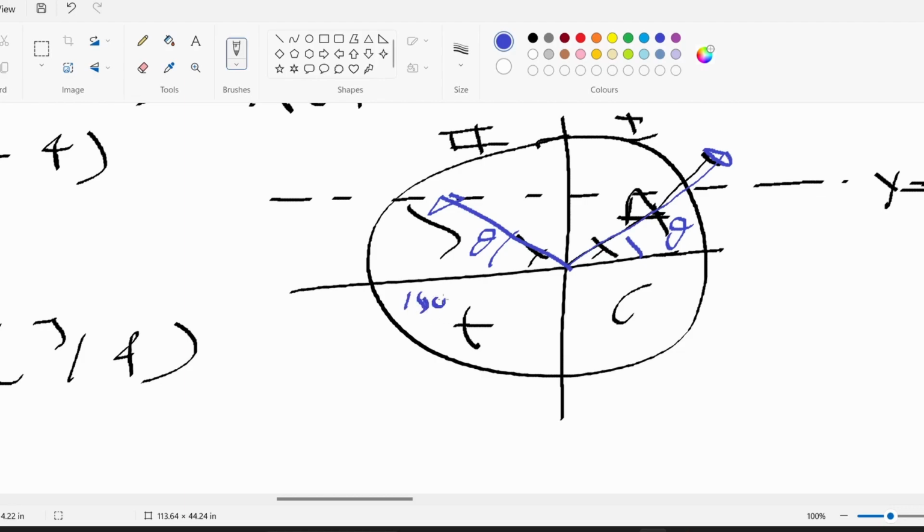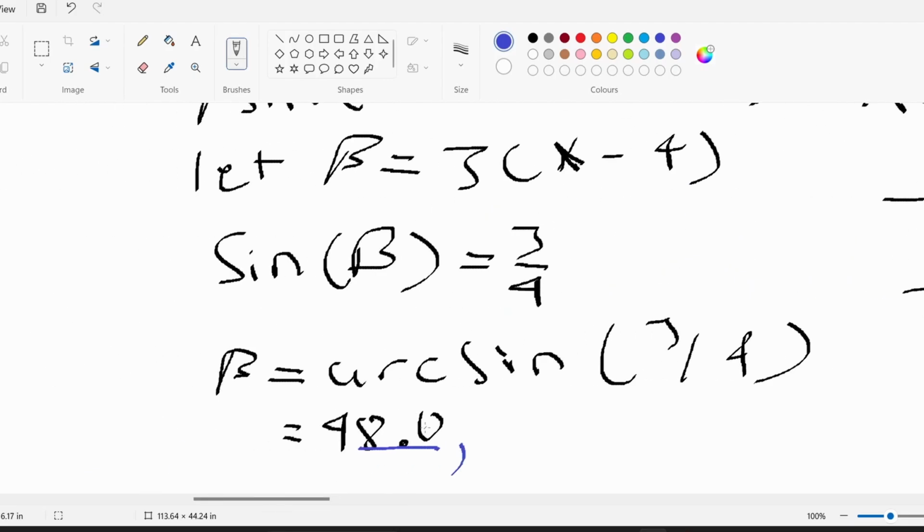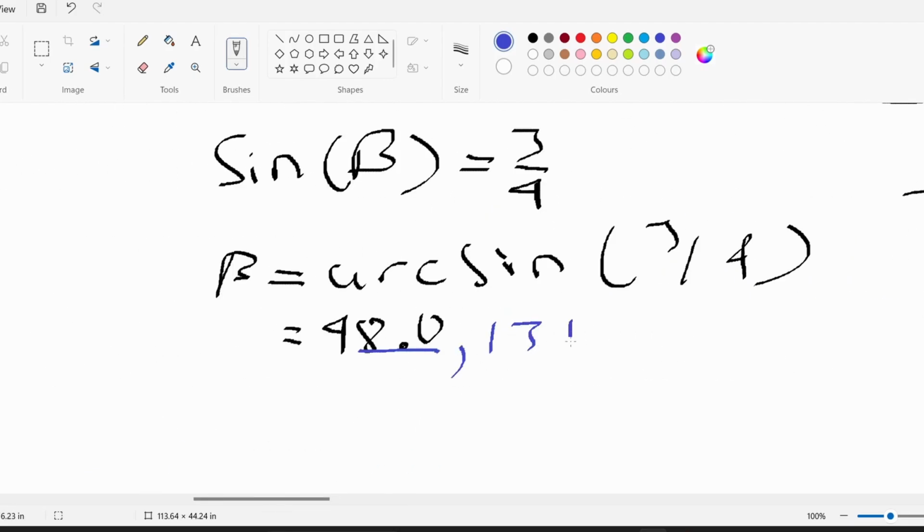This is 180 plus theta. This is 360 minus theta. It's always relative to the x-axis. So your angles will look like this always. So 48 and 131.